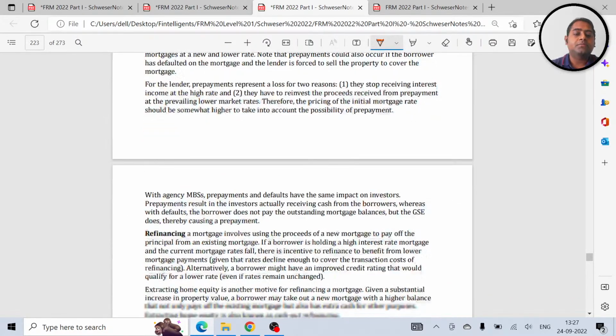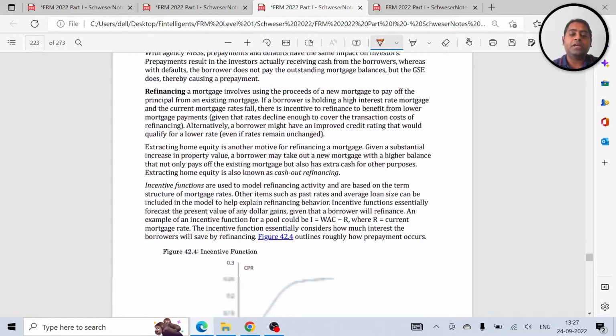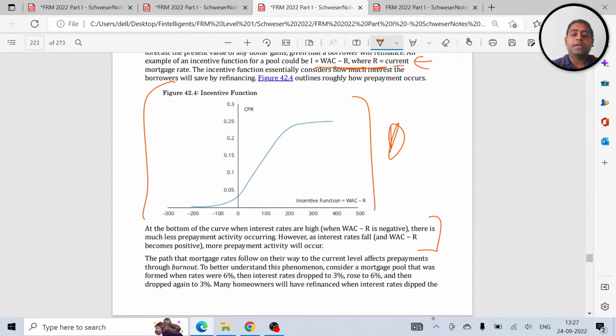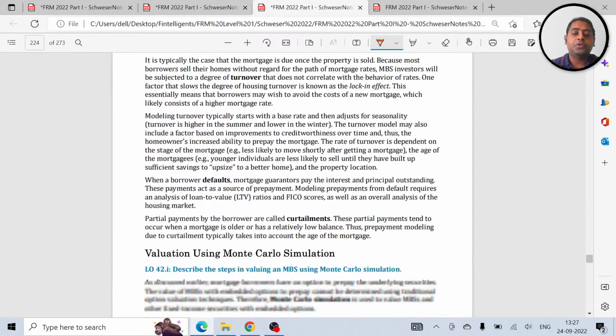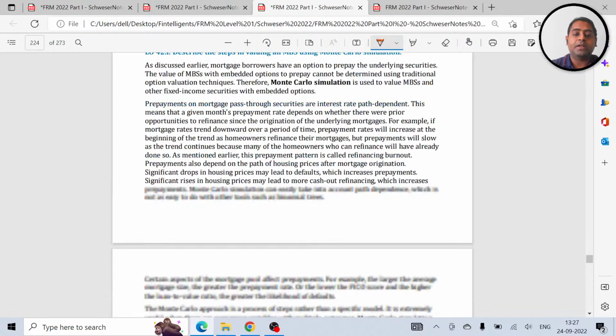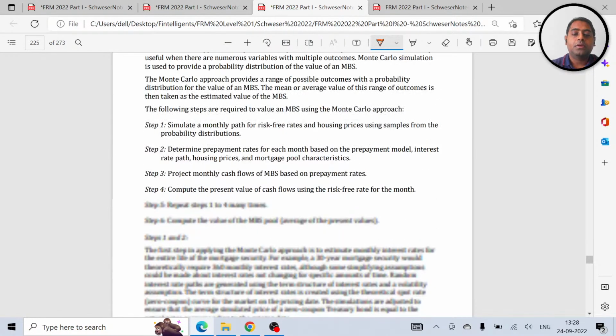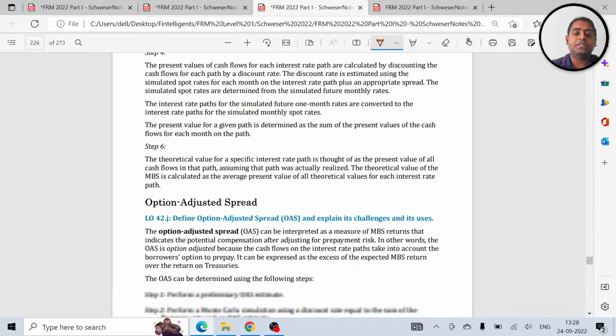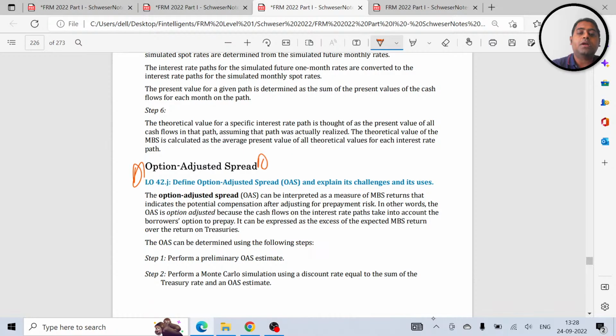Prepayment modeling, you can skip more or less. It is not that important. They're just explaining the theoretical part. Incentive function, you can mark as star, the formula and the incentive function, the entire thing, important. There's also option adjusted spread, which is slightly important. Curtailment, okay. Option adjusted spread is important. I'm marking this as star.